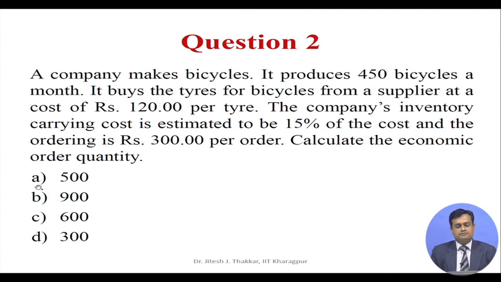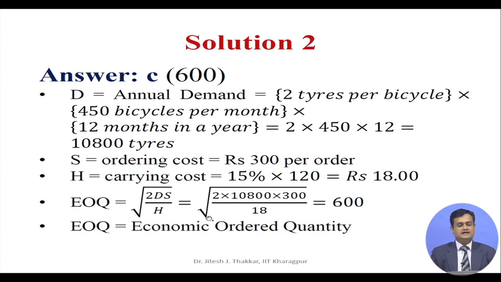Question 2, a company makes bicycles, it produces 450 bicycles a month, it buys the tires for bicycles from a supplier at a cost of rupees 120 per tire. The company's inventory carrying cost is estimated to be 15% of the cost, and the ordering cost is rupees 300 per order. So, here you are expected to calculate the economic order quantity. So, you have 500, 900, 600 and 300 as the choices, and the solution is answer C is correct, that is 600, and you can easily compute it.